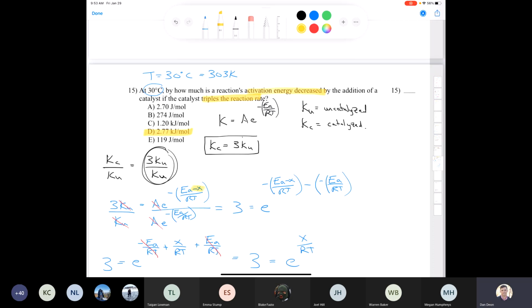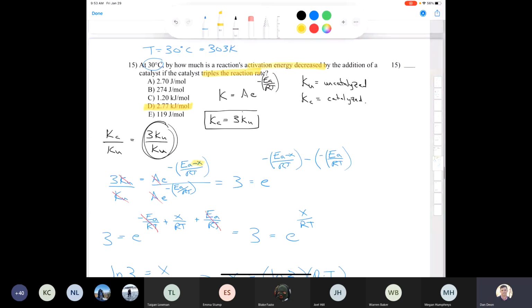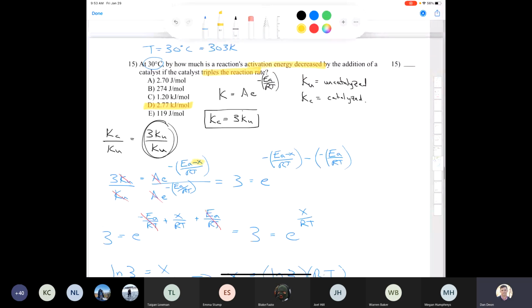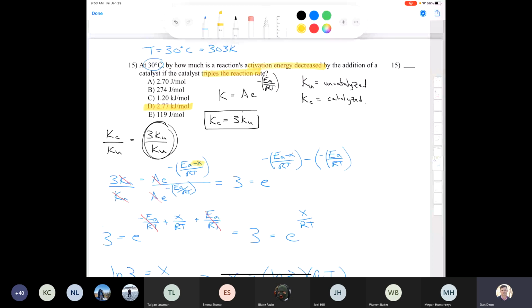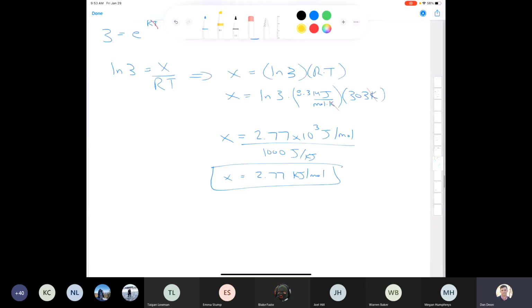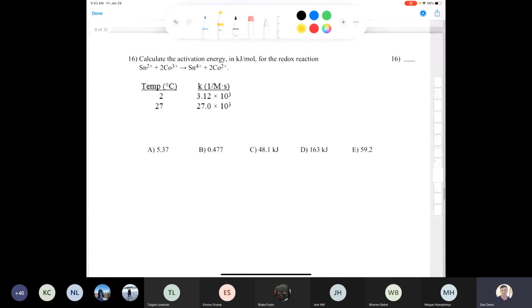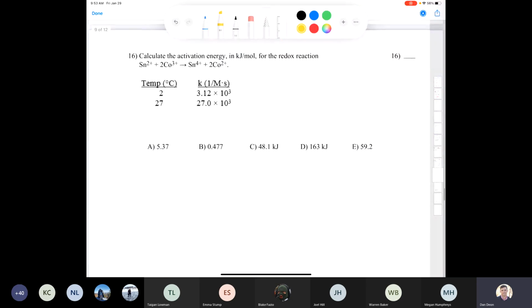So, kind of a challenging problem, a little bit of algebra here. And yeah, just comparing the catalyzed reaction with the uncatalyzed reaction and determining how much the activation energy is decreased by. Well, let's move on from there. We still have some more problems to go over. Let's try question number 16.